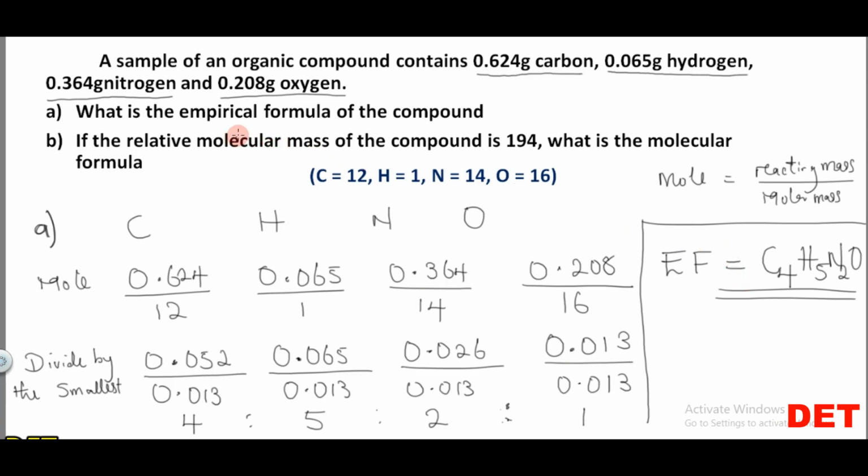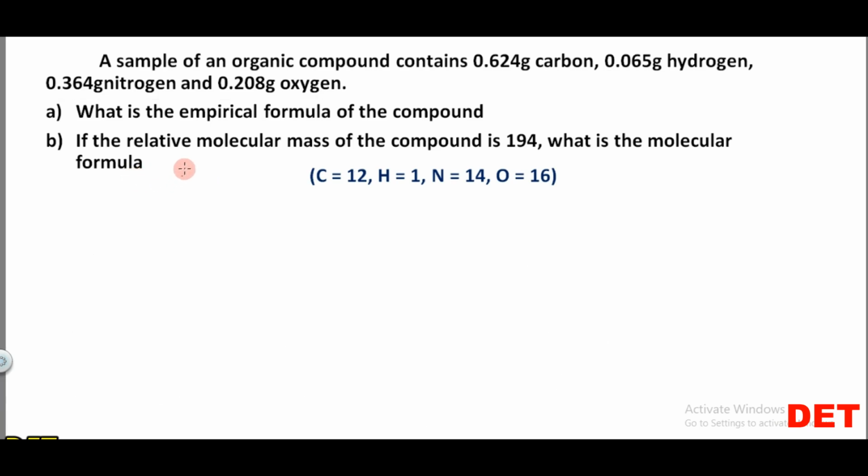So again, in looking for the empirical formula of a compound, there are two things that you do. Number one is to look for the mole. Then number two is to divide by the smallest mole. So the next question here is, if the relative molecular mass of the compound is 194, what is the molecular formula? All right, so we'll look at this in the next video.